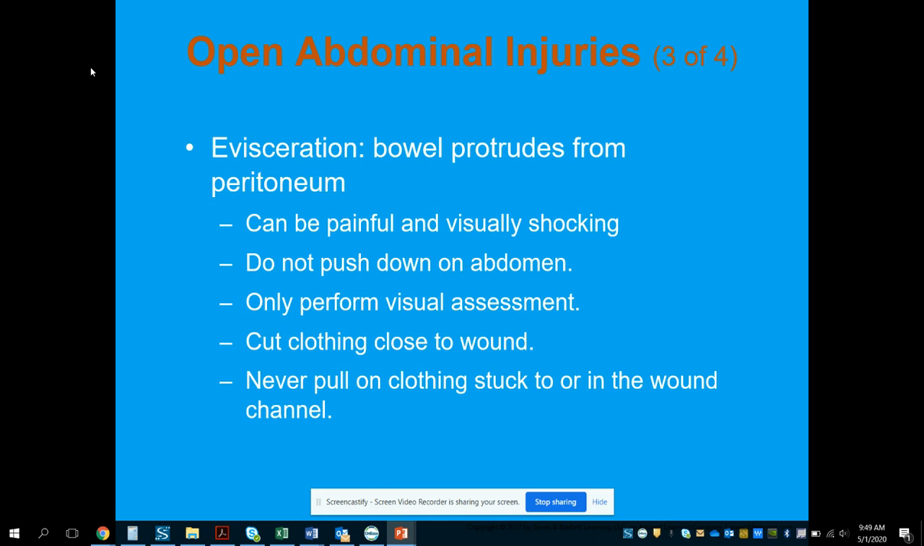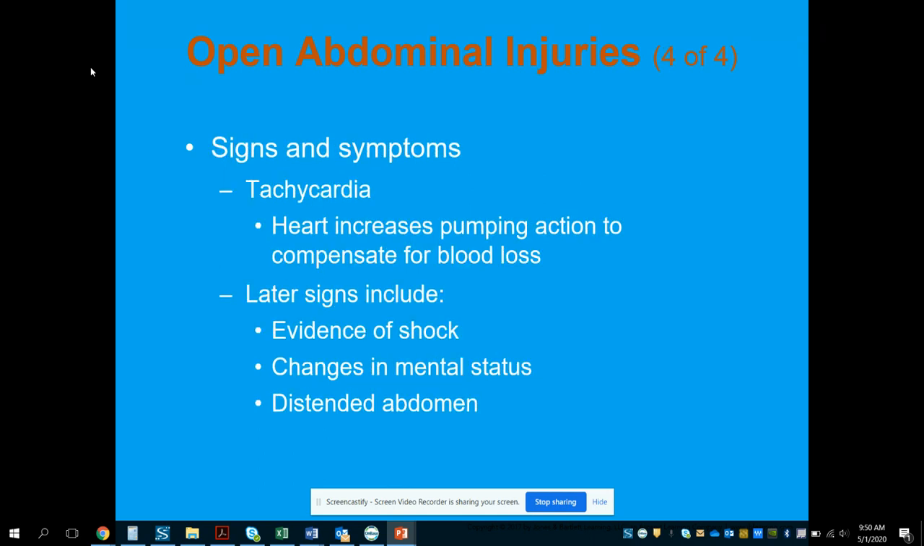Cut the clothing around the wound, but it's very important that you don't cut through any potential bullet or stab wound holes that are there in the clothing. Actually cut around them. And never pull on clothing that is stuck into the wound. So if it doesn't remove itself pretty easily, just leave it. Don't try to pry it out.